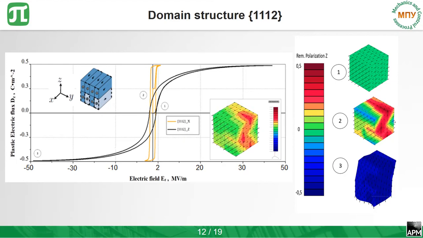So we apply a little field, it will be like two megawatts per meter in the x direction, and the structure is fully saturated. But in case we apply the field in the z direction, a vertical field, we have to apply like 30 megawatts. Yes, due to structure, not due to modulus.